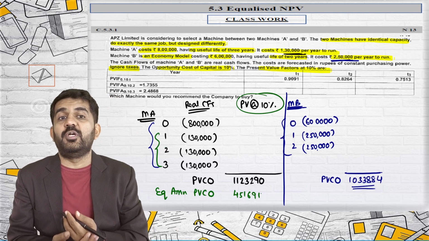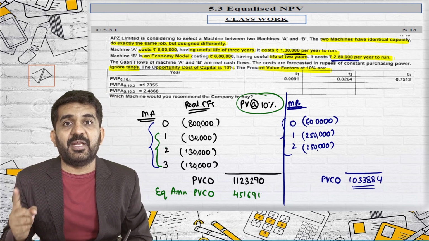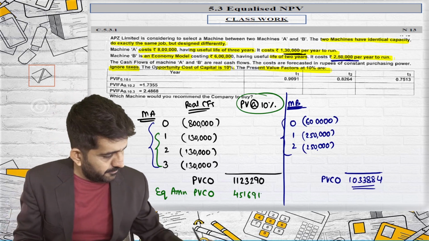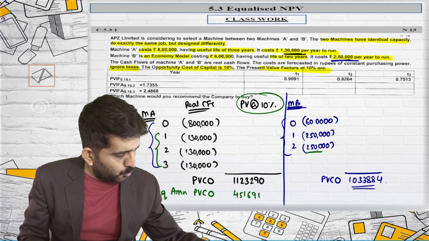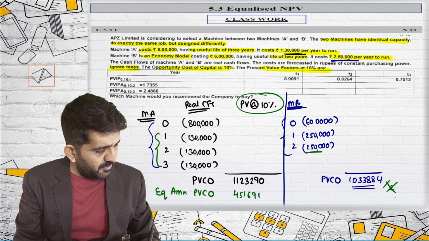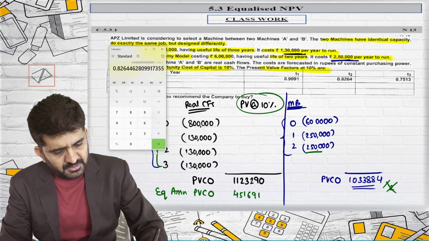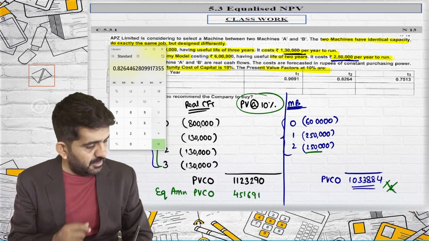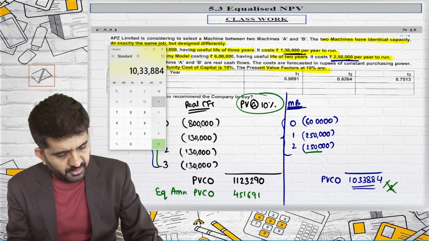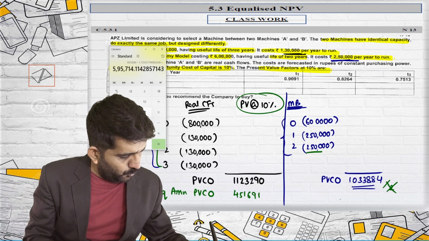451,691. I don't divide it by 3. I divide it by present value annuity factor of 3 years at 10%. This will be divided by 2? Yes or no? No. It will be divided by present value annuity factor of 2 years. 1 divided by 1.1 is equal to M plus. So that factor is in my MRC. 10,33,884 divided by MRC is 595,714.